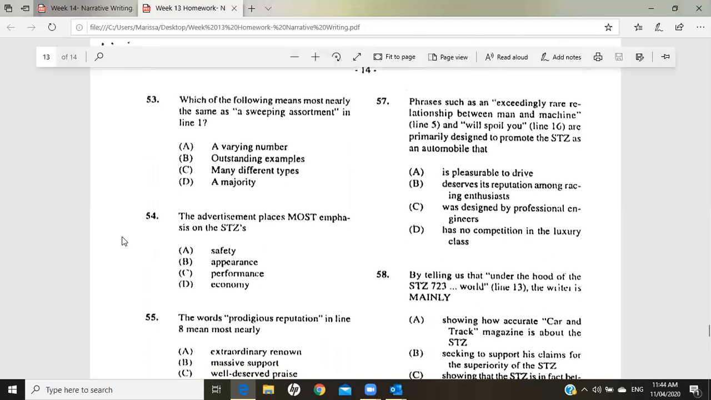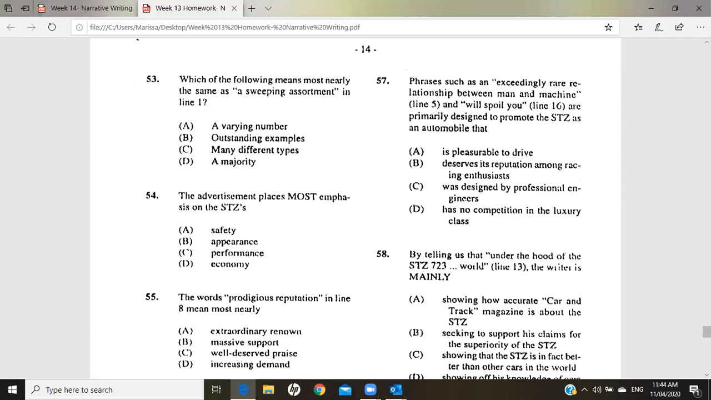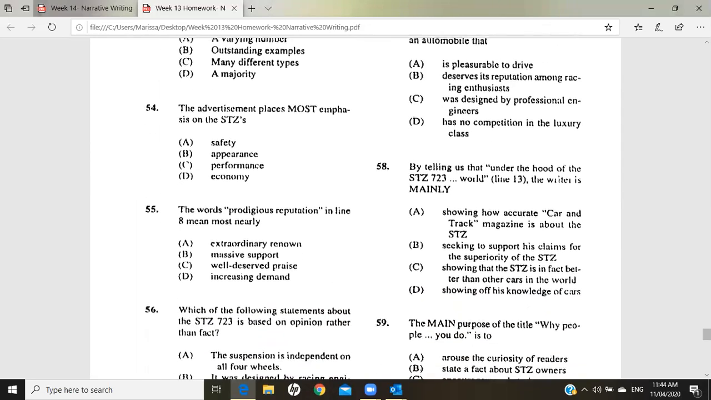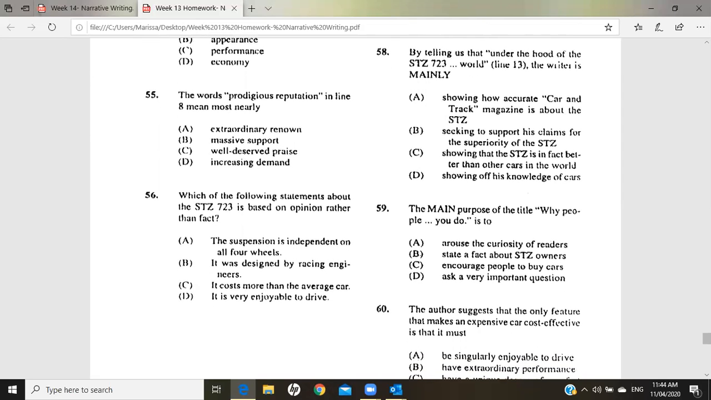57 says, phrases such as an exceedingly rare relationship between man and machine and will spoil you are primarily designed to promote the STZ as an automobile that does what, Lena? A. Yes, the answer is A, is pleasurable to drive. 58, by telling us that under the hood of the STZ 723 world, the writer is mainly doing what here? Jada, what did you have for number 58? A. Not A.